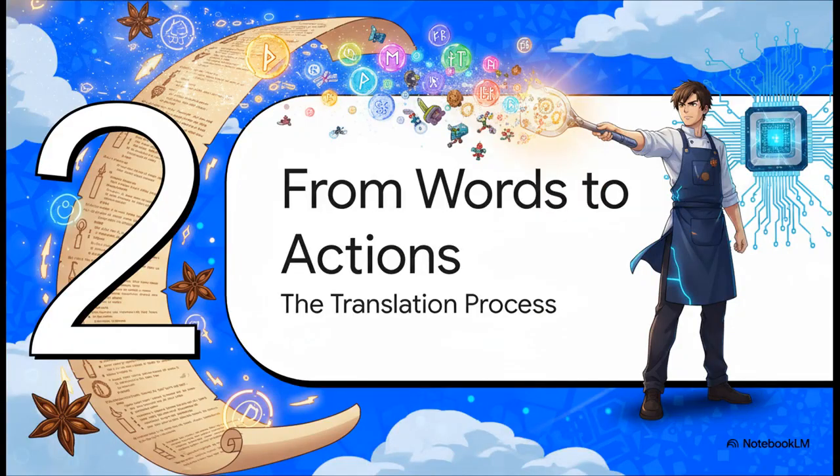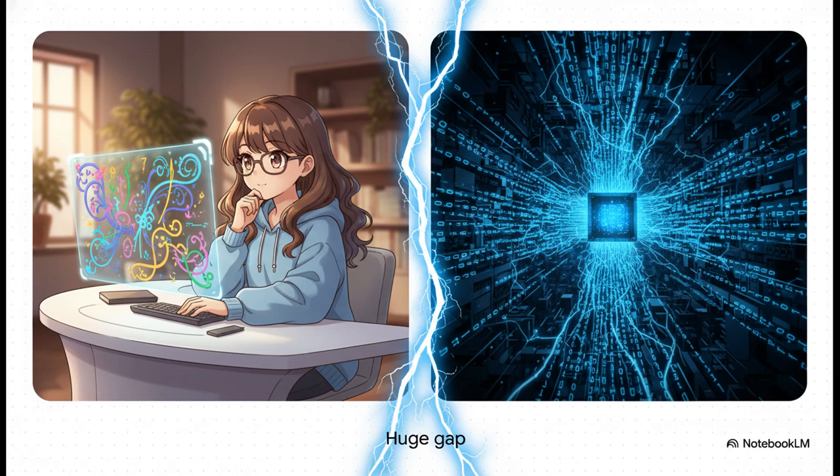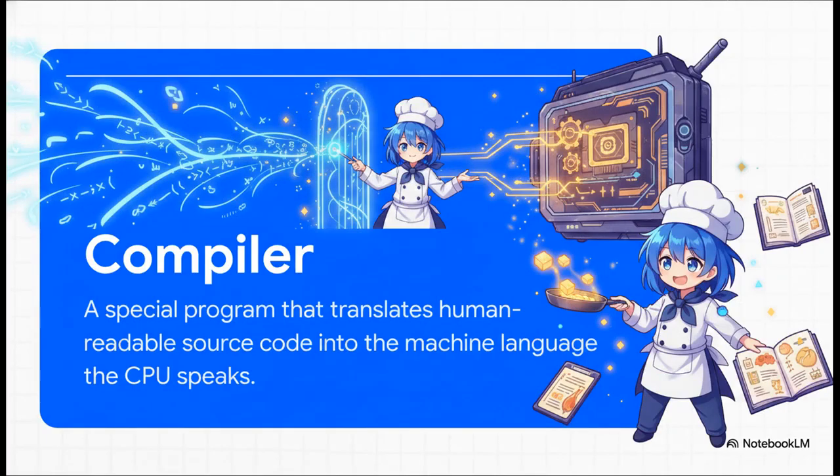Okay, so if software is a recipe, we've got a bit of a problem. The chef, our CPU, doesn't speak English, or any human language for that matter. So this next part is all about the crucial translation step that makes this whole thing possible. See, on the left, you've got what we call source code. It's written in a programming language that a human developer can actually read and write. But on the right, that's what the CPU understands. It's called binary code, and it's literally just a stream of ones and zeros, representing on and off electrical signals. There is a massive, massive gap between the two. So how on earth do we bridge that gap?